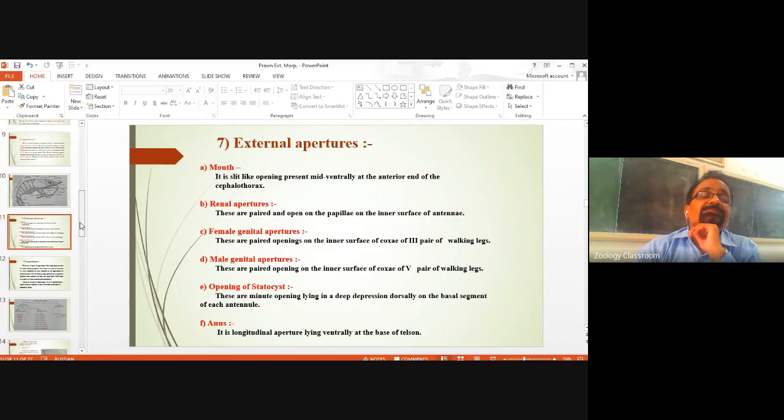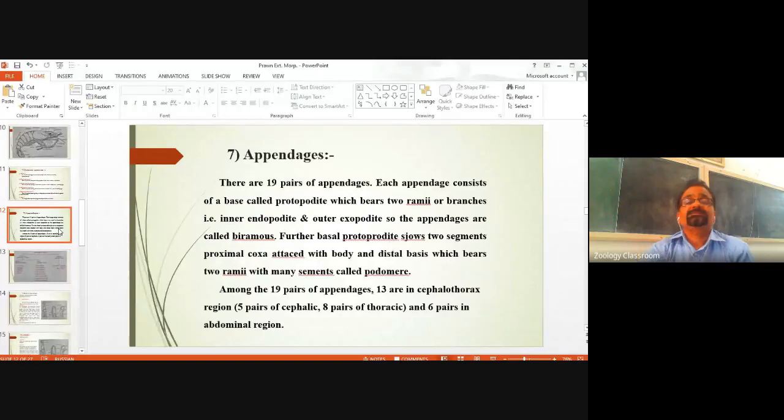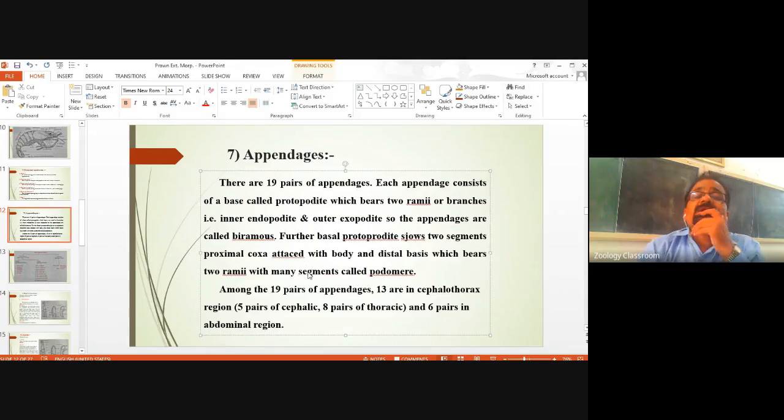Now, appendages. We will have a general discussion on this, and then we will stop. There are 19 pairs of appendages, as I've mentioned. But there is some peculiarity of these appendages. Each appendage consists of a base called protopodite.